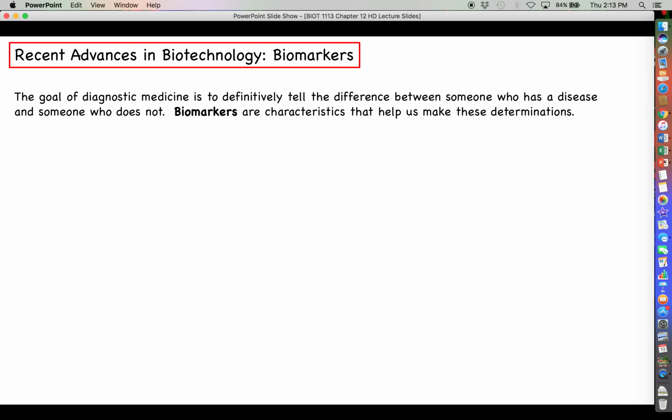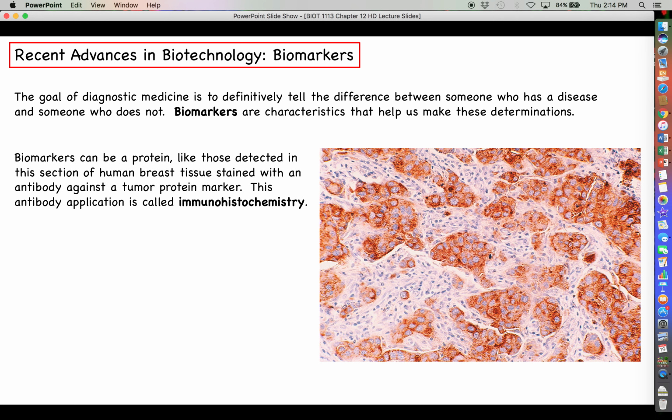So these are the sorts of things that we really want to focus on here, and it is obviously of critical importance to be able to tell who is sick and who is not, because that is ultimately going to guide who we are going to treat and how we are going to treat them without doing them undue harm. So biomarkers are characteristics that help us to make these sorts of determinations.